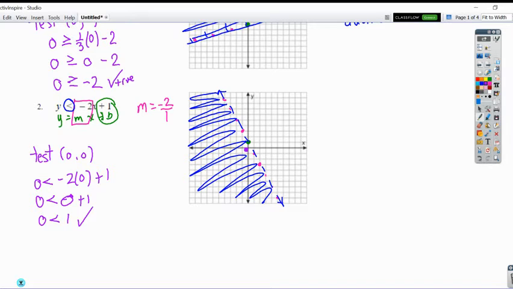Just so you can see it with another value, what if I had done that test value as 3 comma 0? Well, my y value then is 0, less than negative 2 times the 3 plus 1. So negative 2 times 3 is negative 6 plus 1. And you're trying to ask, is 0 less than negative 5? No, not at all. This is false. If that test value comes out with a false statement, then you do not shade on top of that point. That's why we're on the other side.